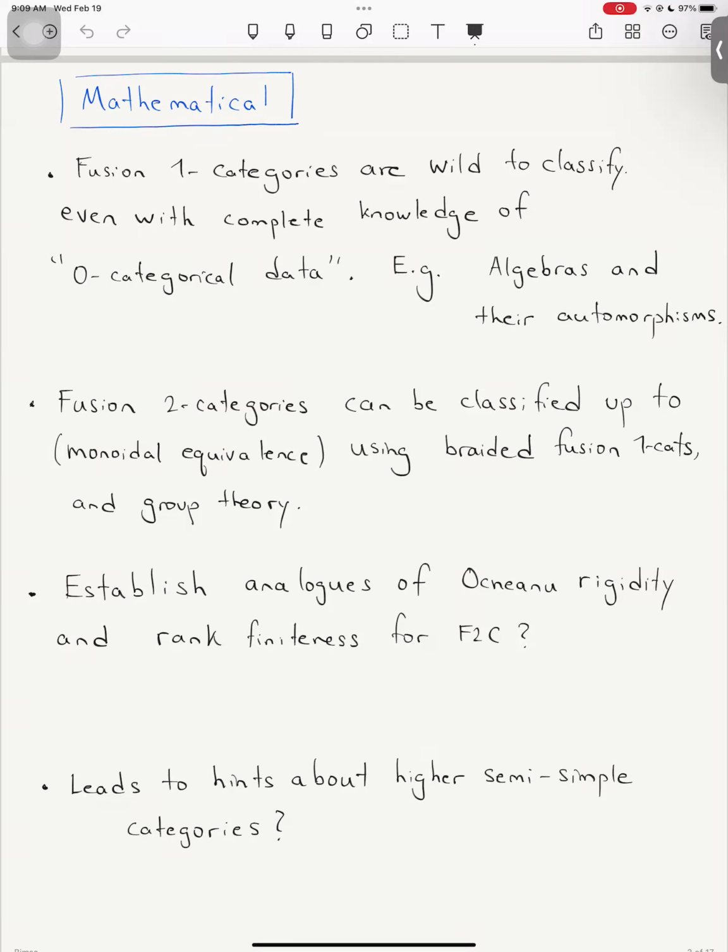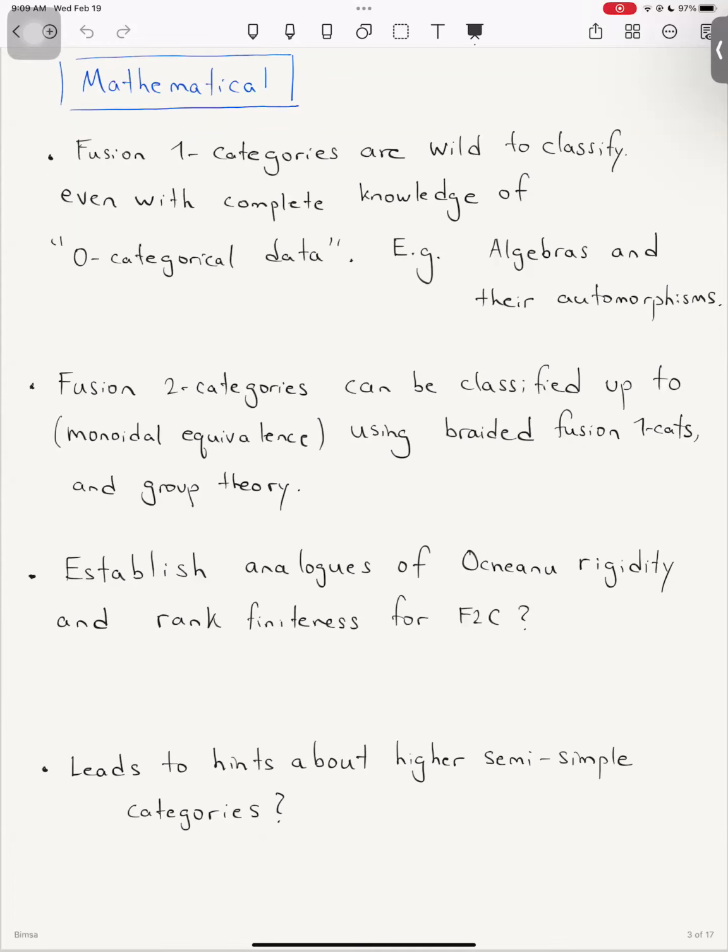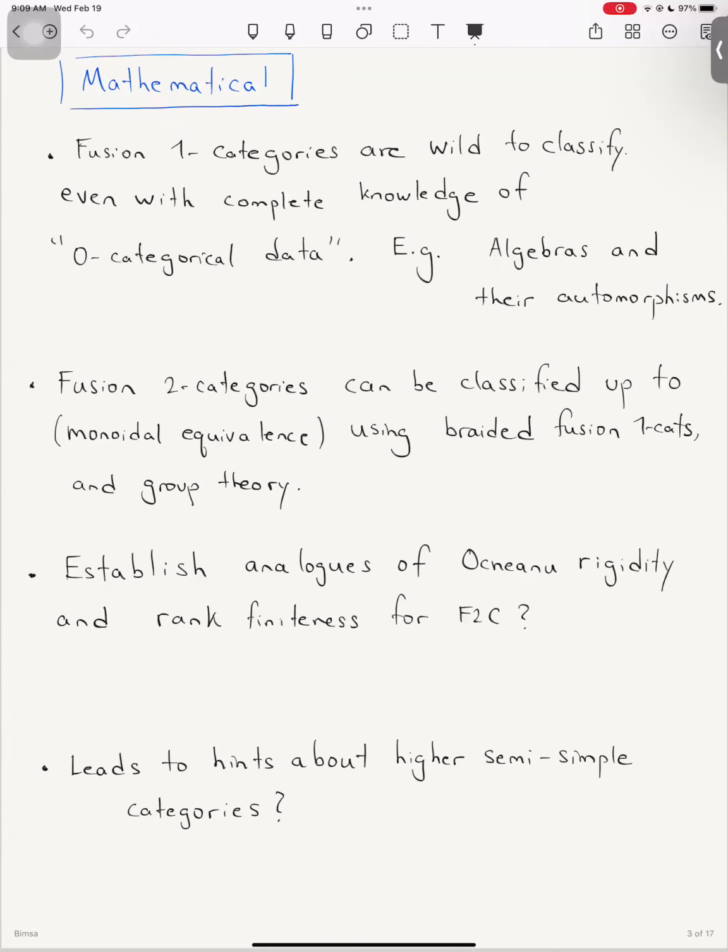But in particular, there are some higher analogs of certain properties of fusion one categories that you would try to generalize to higher categories. For example, there's this notion of Ocneanu rigidity for finite semi-simple one categories, and also this notion of rank finiteness. And by studying this classification, you could probe the rank finiteness and the Ocneanu rigidity of fusion two categories.